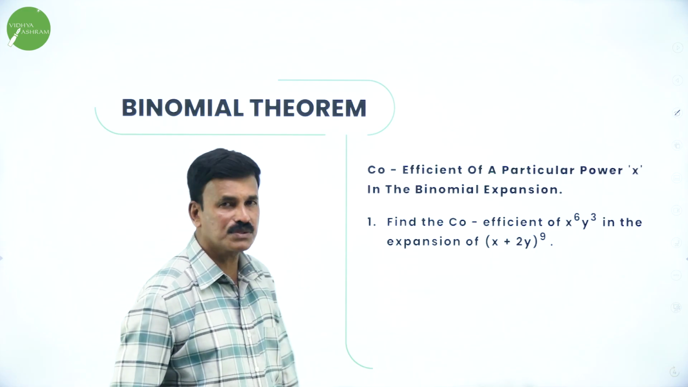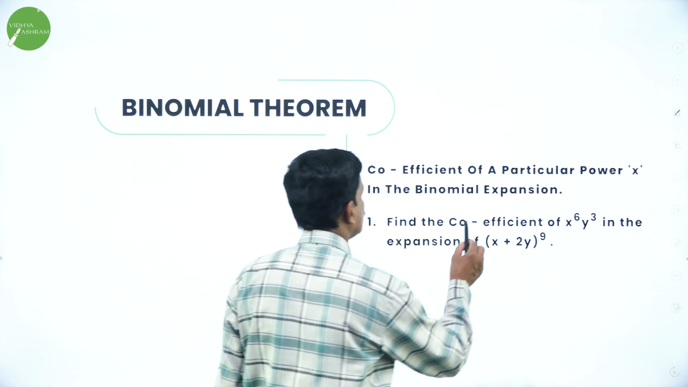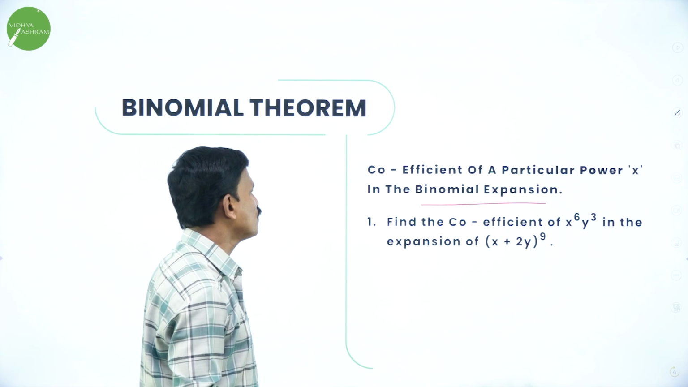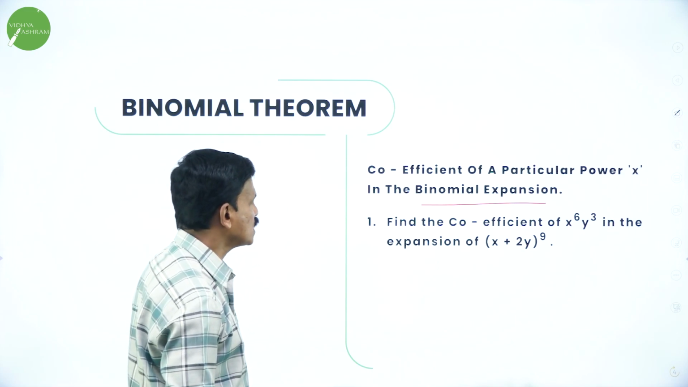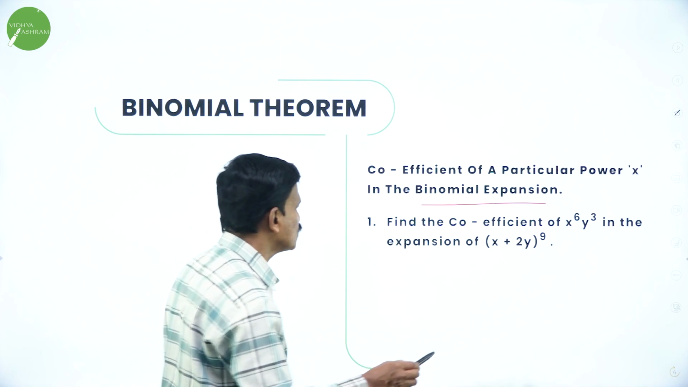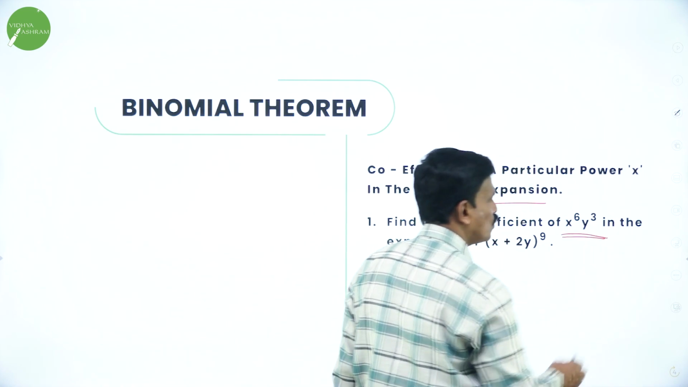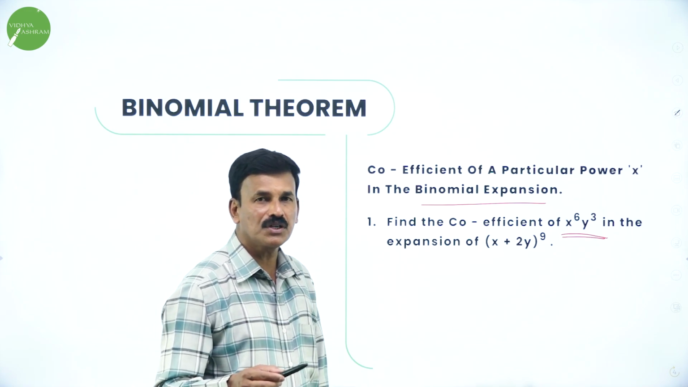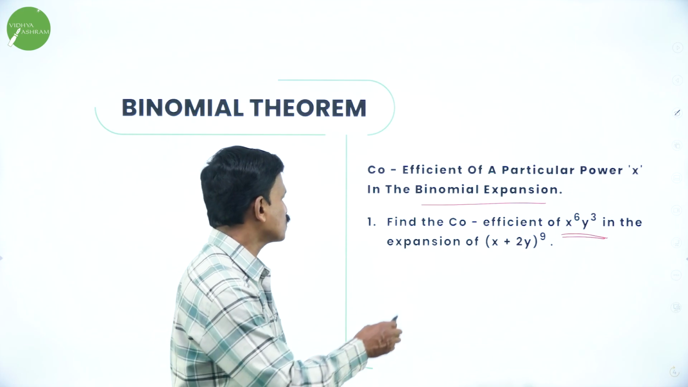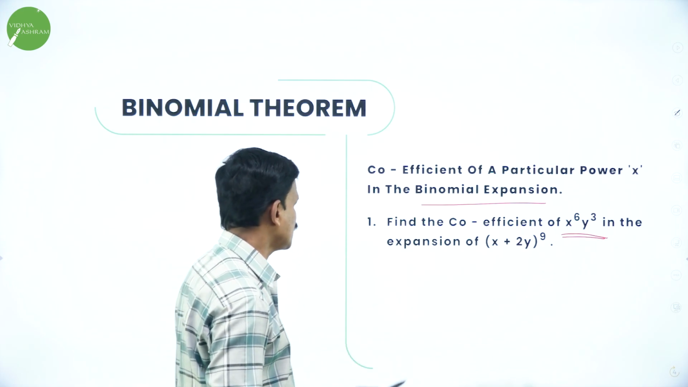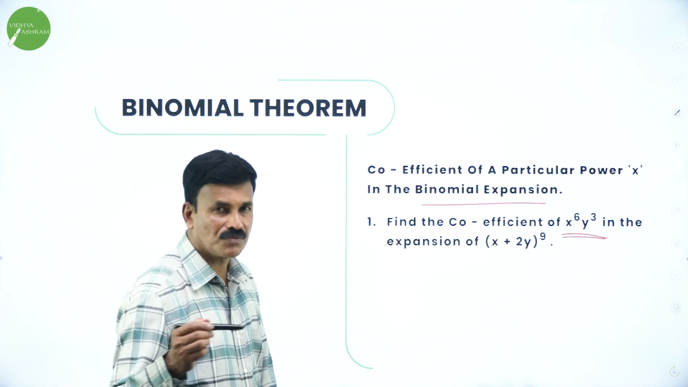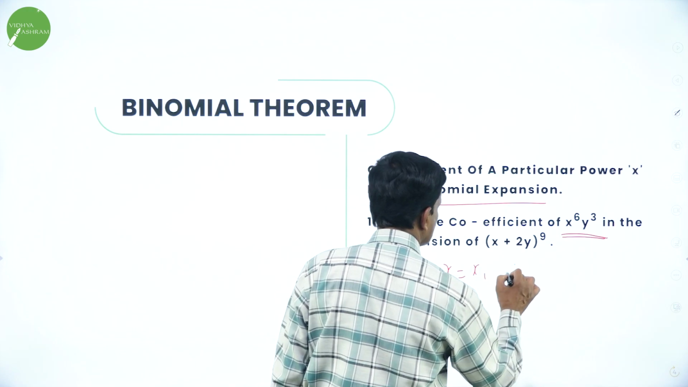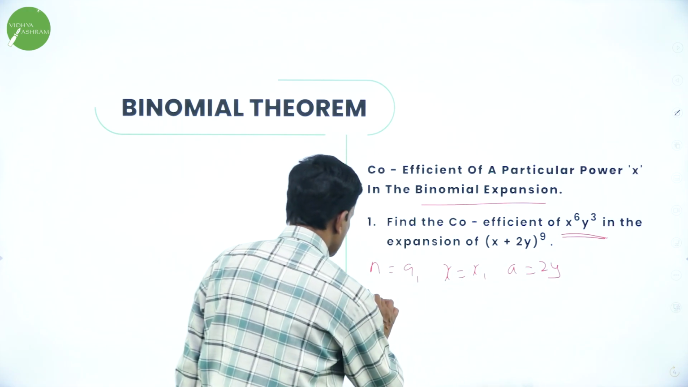Now let us come to the first problem. Coefficient of a particular power of x in the binomial expansion. Let us consider: find the coefficient of x power 6 y cube in the expansion of (x plus 2y) to the power of 9. So what is required is the coefficient of x power 6 as well as y to the power of 3 in the expansion of (x plus 2y) to the power of 9. Okay. Now just find out the nth term first. What is n here? n is equal to 9, x is equal to x as it is, a is equal to 2y. What is the nth term?